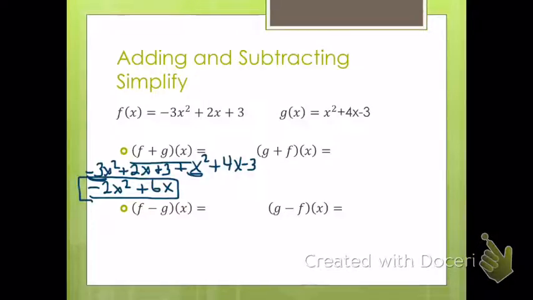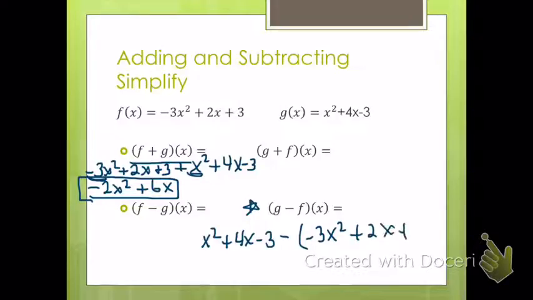Okay, let's do a subtraction one. Let's come down here and do this one. G minus f. So we would have x squared plus 4x minus 3. So I wrote down g minus all of f. Notice I'm using parentheses. Now remember how I told you about that when we're doing that subtraction. There's like a little 1 there that we're going to distribute through here. So we have x squared plus 4x minus 3.